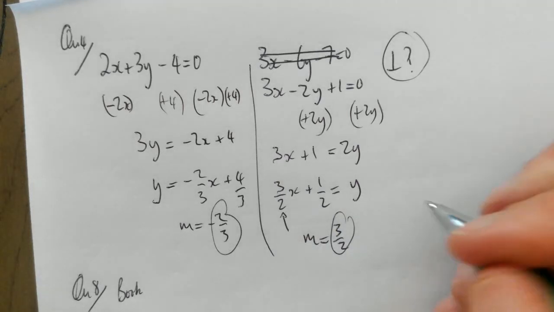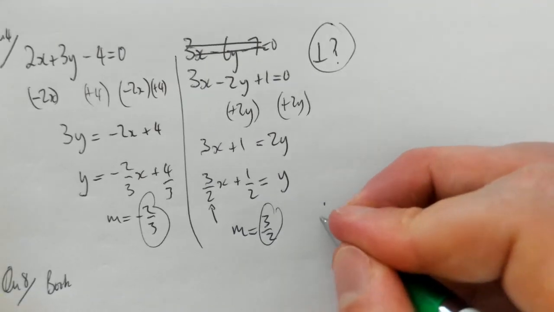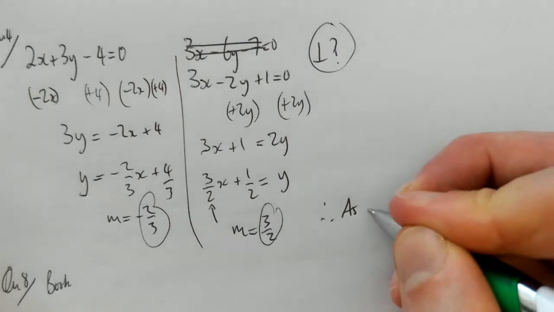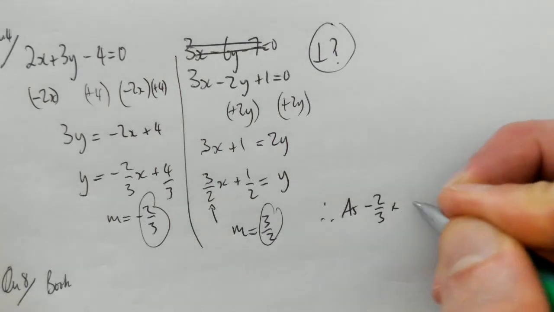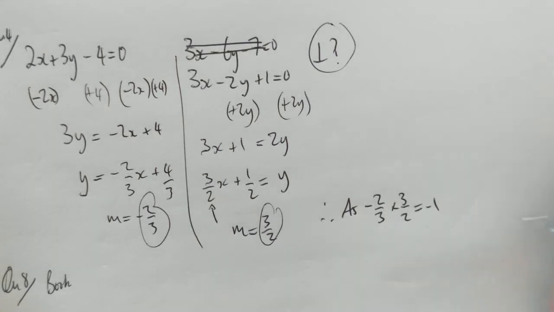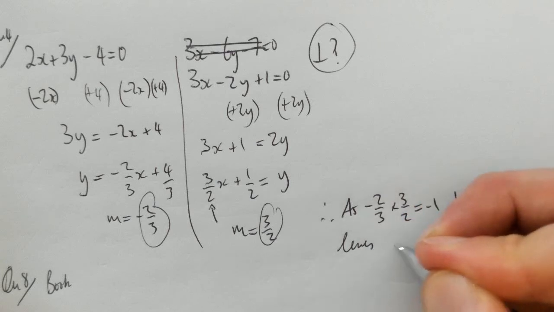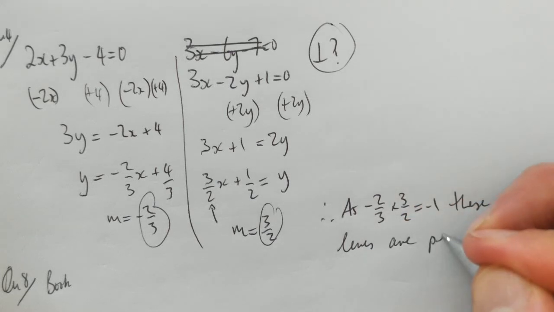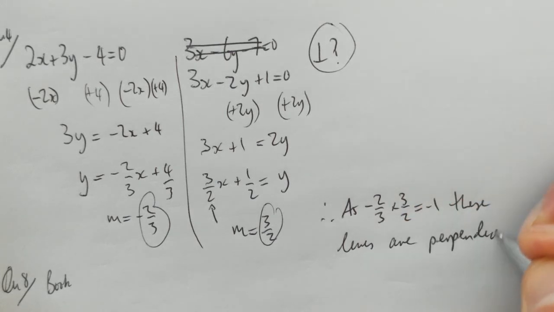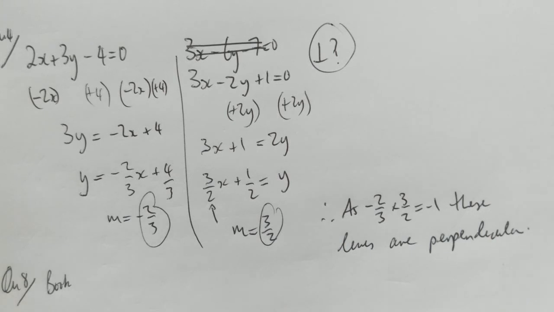So let's verify it. We'll put a sentence in something like this. Therefore, as minus 2 over 3 multiplied by 3 over 2 is equal to minus 1. It is. Multiply it out, it is. These lines are perpendicular. Okay.